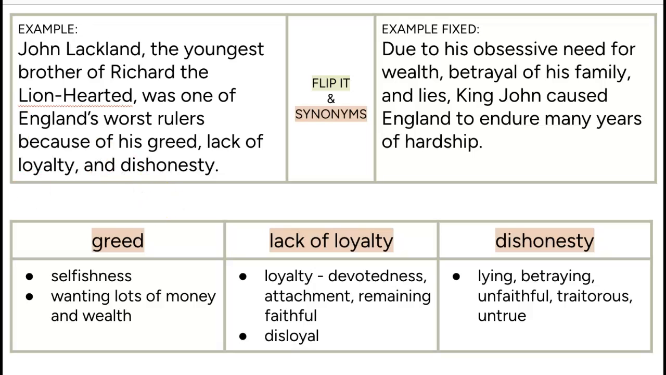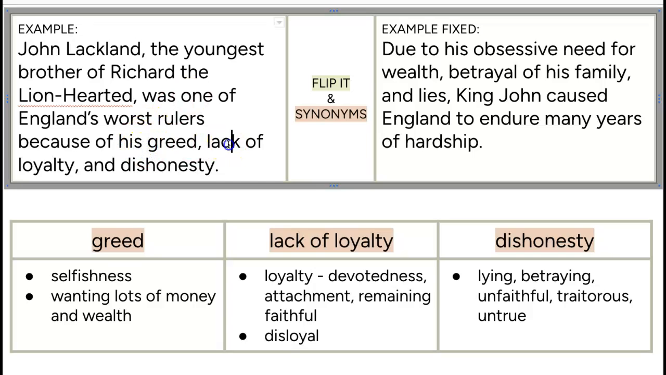And the prompt we are going to work with is, what made John a bad ruler? What made bad King John so bad? So I've given you a thesis statement here. I can tell this is a thesis statement because I've got a list at the end here that would become my body paragraphs. It says, John Lackland, the youngest brother of Richard the Lionhearted, was one of England's worst rulers because of his greed, lack of loyalty, and dishonesty. So there's my list. That tells me that I've got a thesis statement.